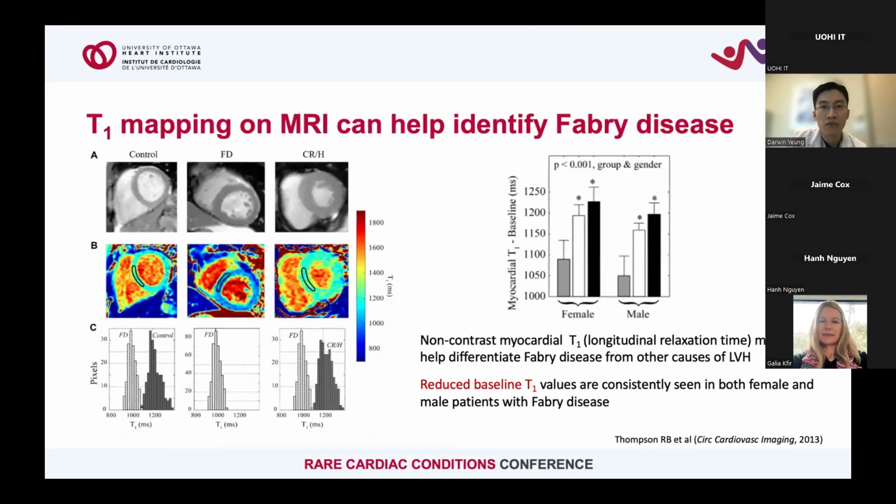MRI has been additionally helpful with the introduction of T1 mapping. And this was a nice Canadian study from Alberta, one of the earlier studies that demonstrated the utility of T1 mapping, which has the benefit of being a non-contrast technique to differentiate Fabry disease from other causes of LVH. And as shown, the baseline T1 values are consistently reduced in patients with Fabry disease, both male and female patients, compared to other control groups with LVH for other reasons.